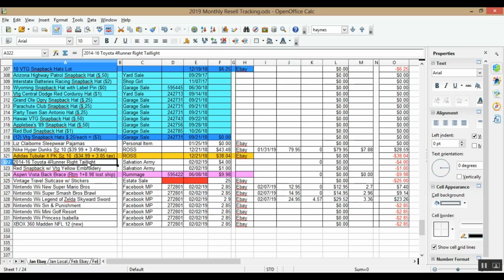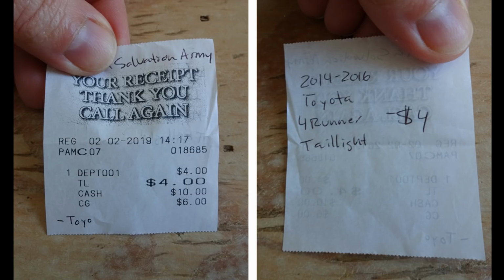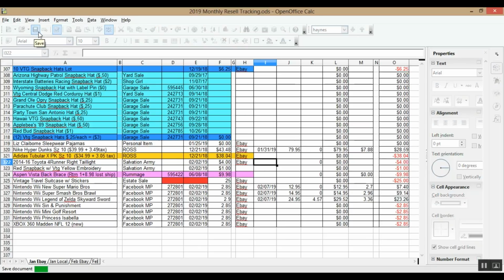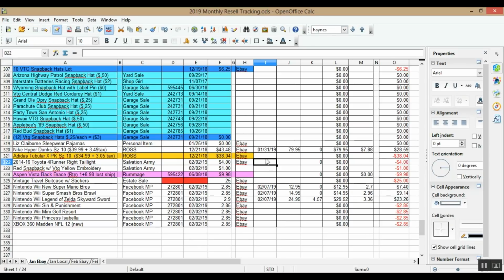So on the back of my receipt, I wrote 4Runner taillight, $4. Now that's listed. I'll put it at eBay and I will leave it alone. All right, and I'll save it, and now we're good to go. Once it sells, the day it sells, I will put that date on there, and how much the person paid for it. We listed it at $69.95. If I had put a best offer, and let's say they offered me $65, then I would put $65 here. But since we're going $69.95 when it sells, I will put that here.